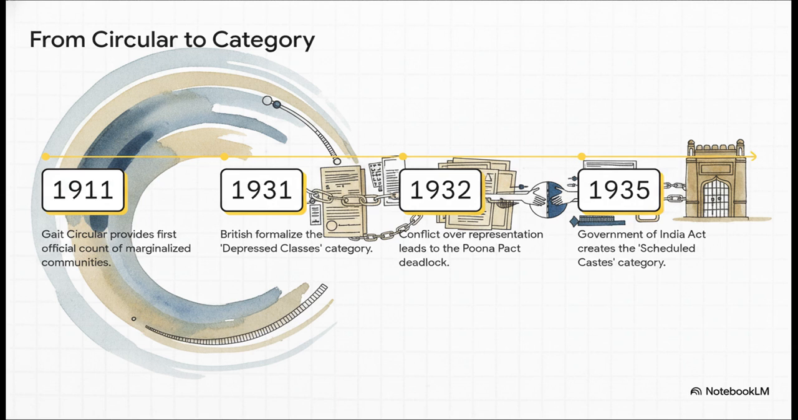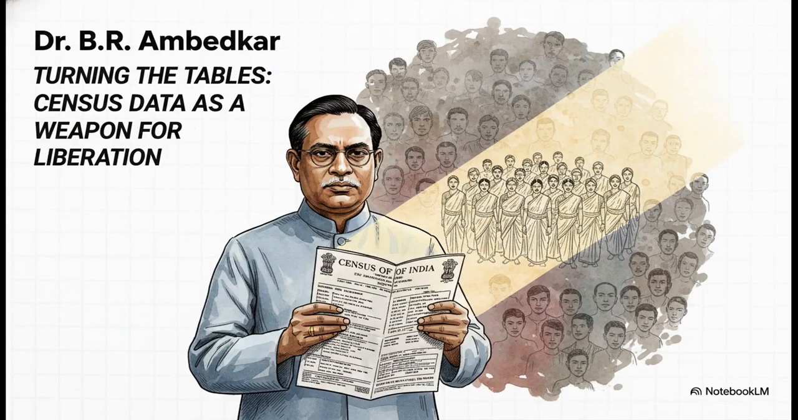That circular really lit a fuse, and you can see the chain reaction play out right here on this timeline. By 1931, the British make it official, creating a category called the depressed classes. That leads directly to a massive conflict over political representation in 1932, the Pune Pact. And then, by 1935, the Government of India Act creates the permanent legal category of scheduled castes, a direct descendant of Gait's initial list.